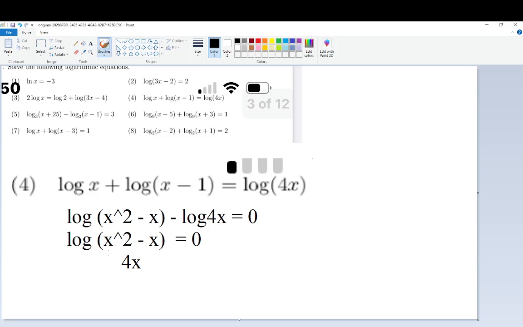It's the same thing we just did, actually. This is saying 10 here. So we can rewrite that as, we can get rid of the log and say 10 to the 0 is equal to this mess on the right. Well, 10 to the 0 is just 1. You can multiply both sides by 4x. You get that. And it becomes a quadratic again.